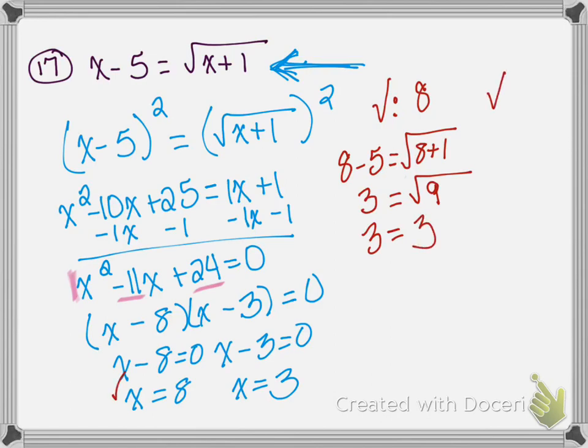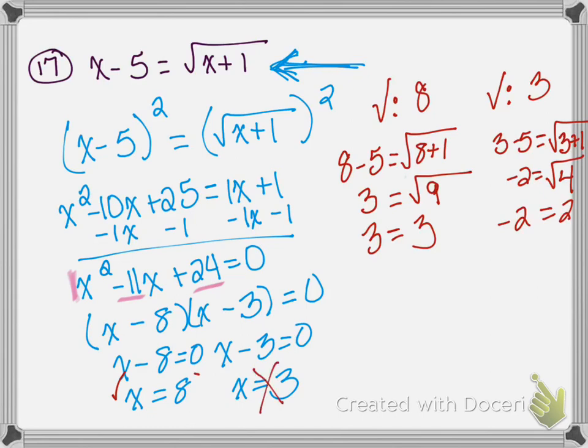I also need to check 3 to see if it works. So I'm going to have 3 minus 5. And you may have been like, ooh, that's going to give me negative 2. And so right then you may have already been like, this is not going to work. But go ahead and take it the rest of the way. So I get 3 plus 1. That's the square root of 4. And the square root of 4 is 2. And negative 2 does not equal 2. So we have to throw that out. So our only solution to this is x equals 8.